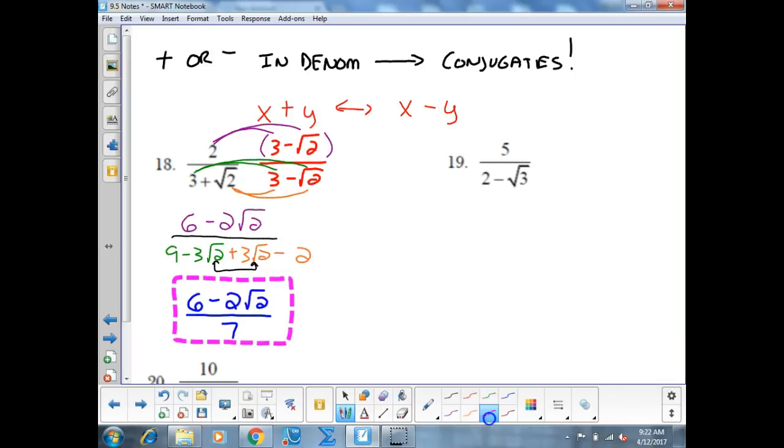With me? What I would like you to do now is do both numbers 19 and 20. So, in number 19, what am I going to multiply by? Top and bottom, both by 2 plus the square root of 3. Oh, I went purple first.